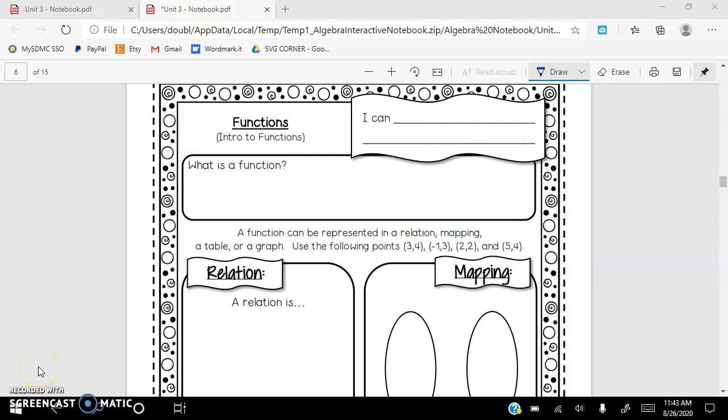All right, so this is the week of August 31st through September 4th. And we're starting a new topic of functions, okay?